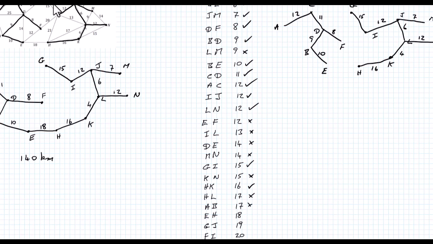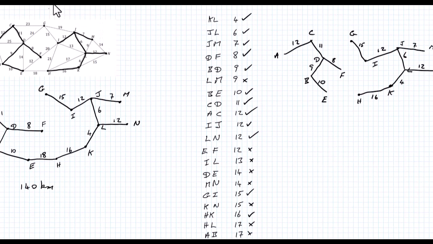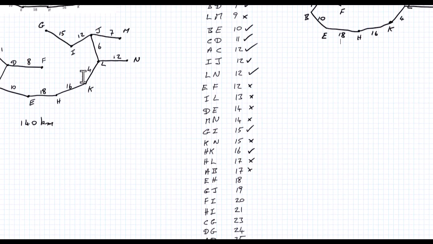E to H, let's see, E to H we can do, that's along here. So E to H doesn't cause a cycle, and that has a distance of 18. I think we're kind of finished at that stage. Let's see, we have E to H.